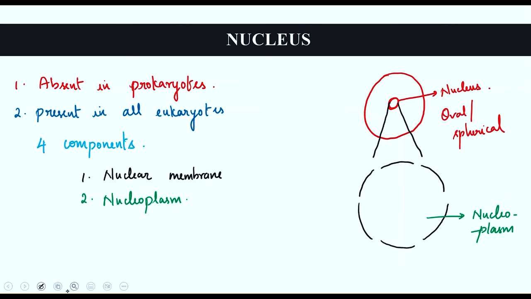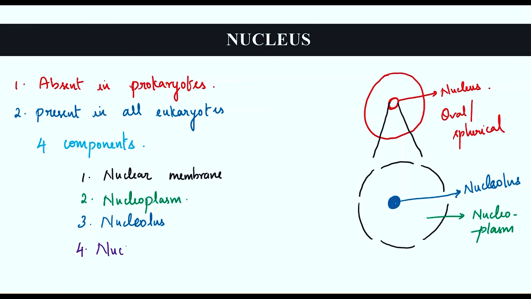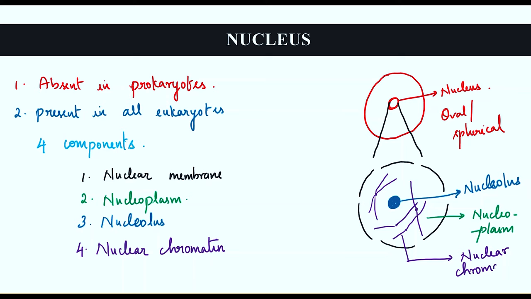The next thing is the nucleolus. It will be a little bit darker region inside the nucleus. So this is the nucleolus. The last thing is the nuclear chromatin. This is the nuclear chromatin. It will be a thread-like structure. So this is called the nuclear chromatin.